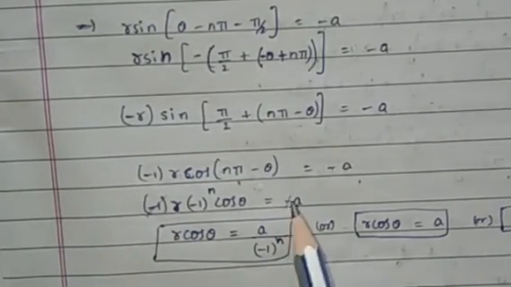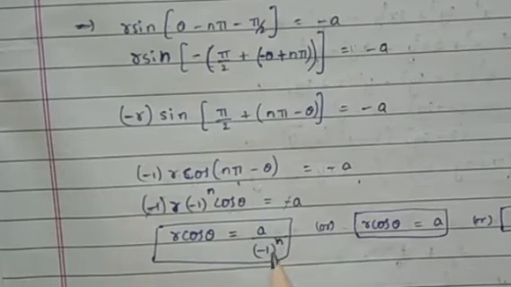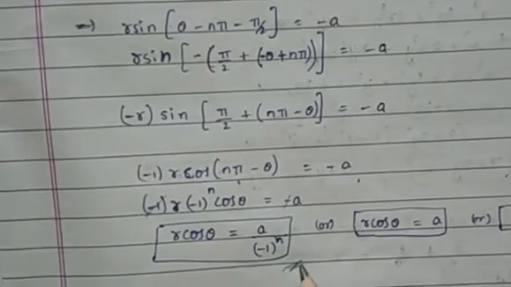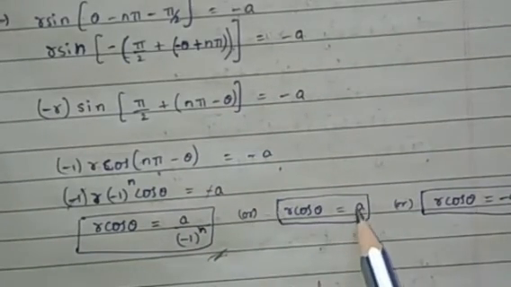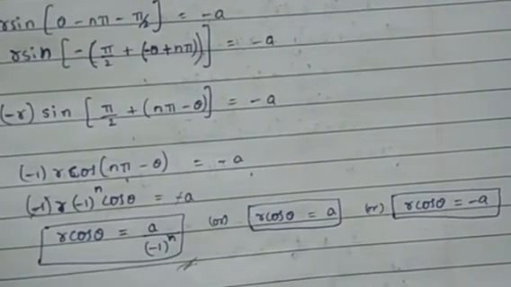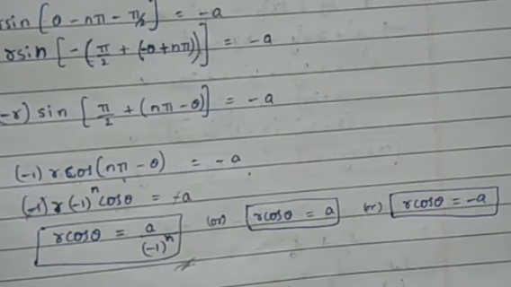Minus minus get cancelled. You get r cos theta which is equal to a by minus 1 whole to the power n. You write this as either r cos theta equal to plus a or r cos theta equal to minus a. Write whichever type. Okay. The next problem. Find the asymptotes of r sin theta plus a equal to 0.